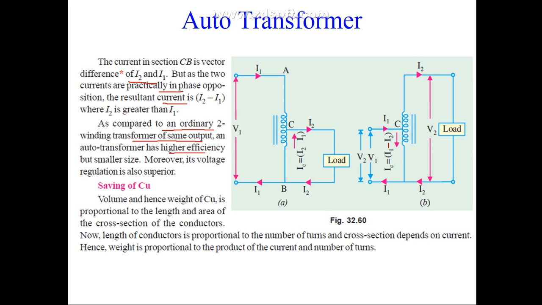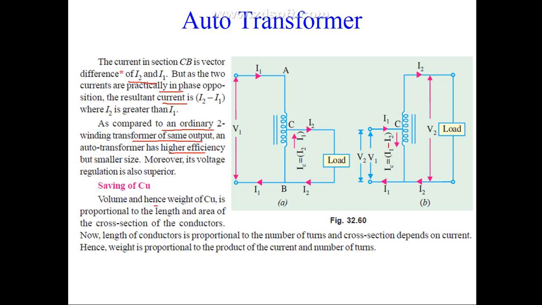Alright. So as compared to an ordinary two winding transformer of the same output, an auto transformer has higher efficiency. Because leakage will be very less, the efficiency will increase because we are using only one winding. Now the important thing is the saving of copper, how much copper, meaning the windings. When you are using a two winding transformer, you have to use different windings on different limbs, primary winding as well as secondary winding, so the volume of the winding, the copper, will be high. So in an auto transformer you will save some amount, and we have to calculate how much you will save so that it will be more economical.